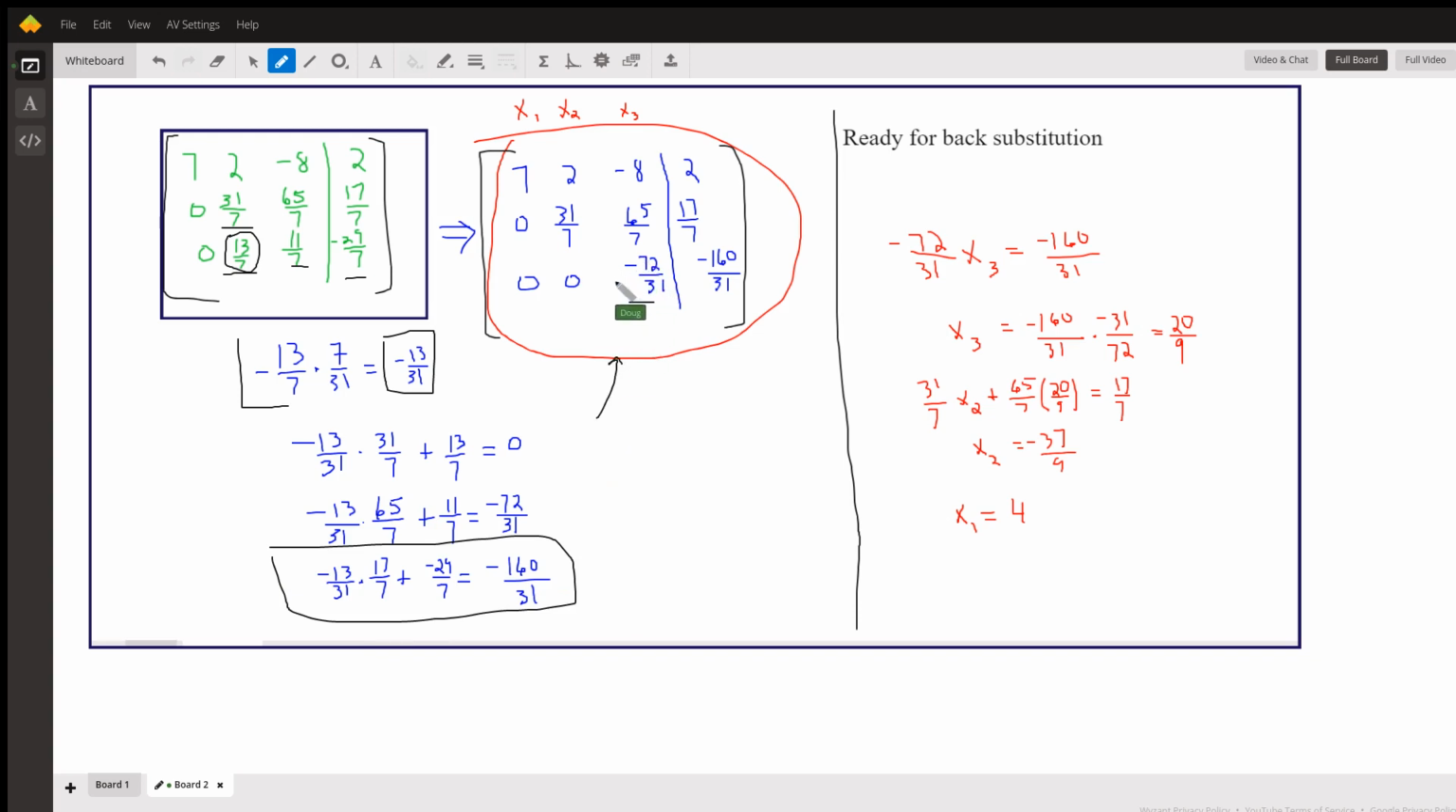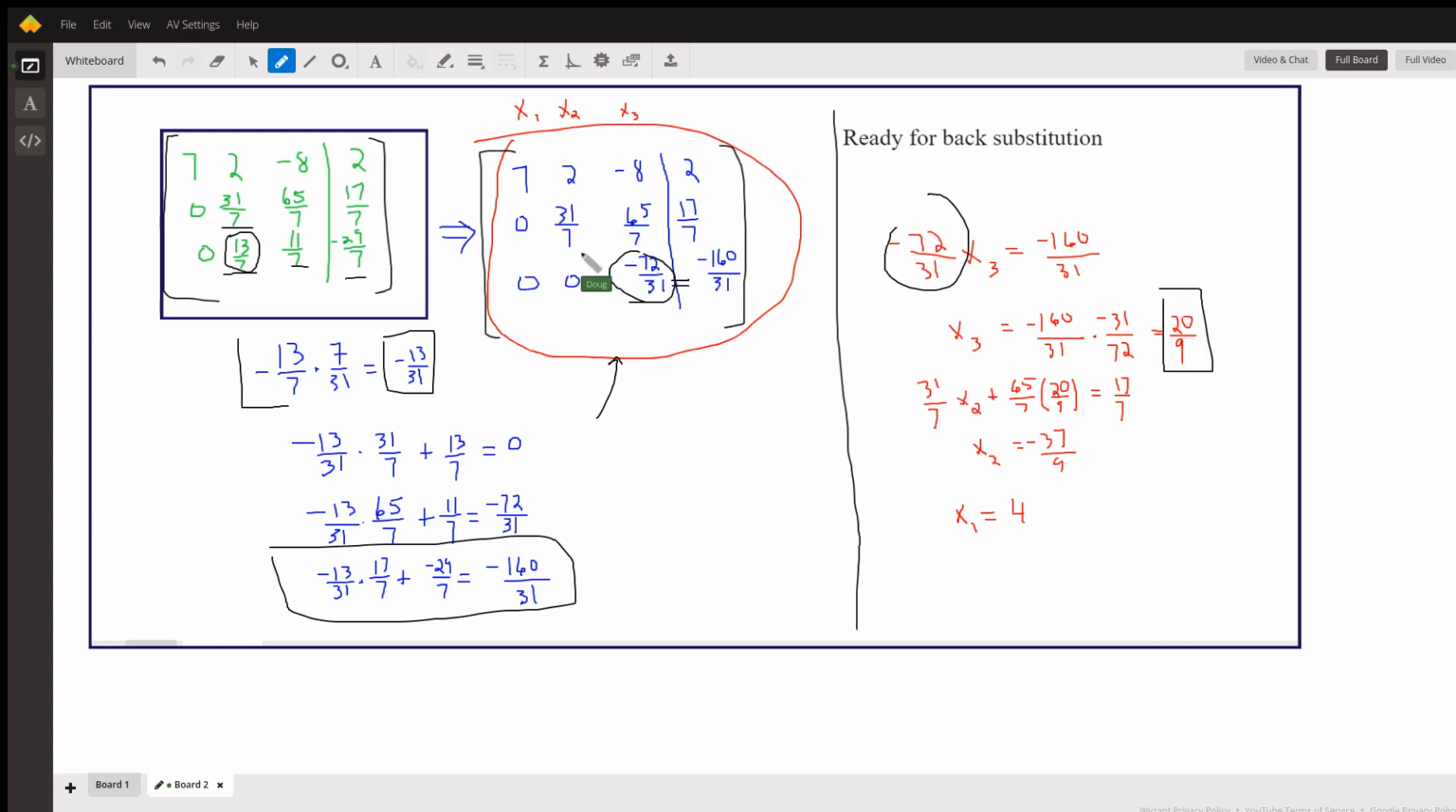This is x3 right here. It equals, this is the coefficient of x3. So -72/31 times x3 equals -160/31. Solve for x3 by multiplying both sides by the reciprocal of its coefficient. That reduces to 29ths. So x sub 3 is 29ths.